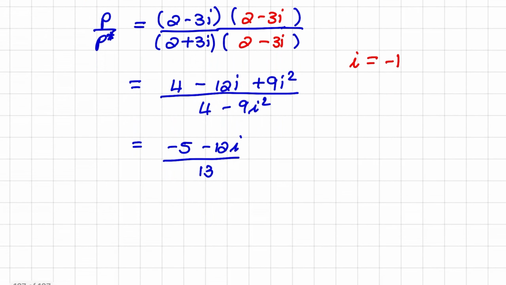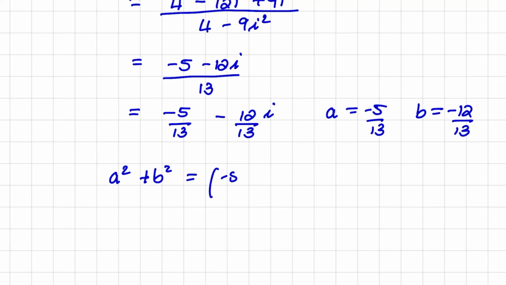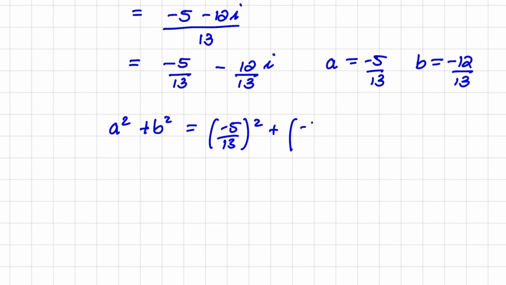And now we can rewrite this expression in the format of a plus bi. So when I split up the fraction, I have minus 5 over 13 minus 12i over 13. So the a value would be equal to negative 5 over 13, and the b value would be equal to negative 12 over 13.